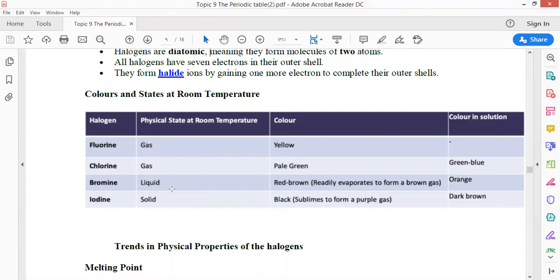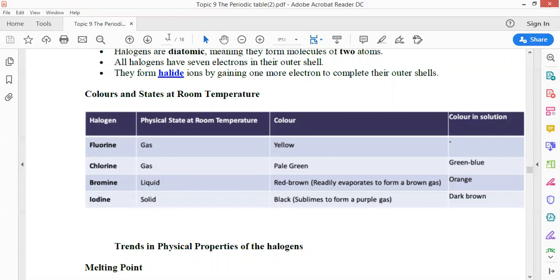Sometimes there are questions about chlorine, bromine, iodine, and fluorine in the IGCSE exam. Maybe we are asking you what is the physical state of chlorine at room temperature. Chlorine actually is a gas. Fluorine is a gas also. Bromine, liquid, iodine is a solid. So you have to be aware of the physical state at room temperature for fluorine, chlorine, bromine, and iodine. So what about color?